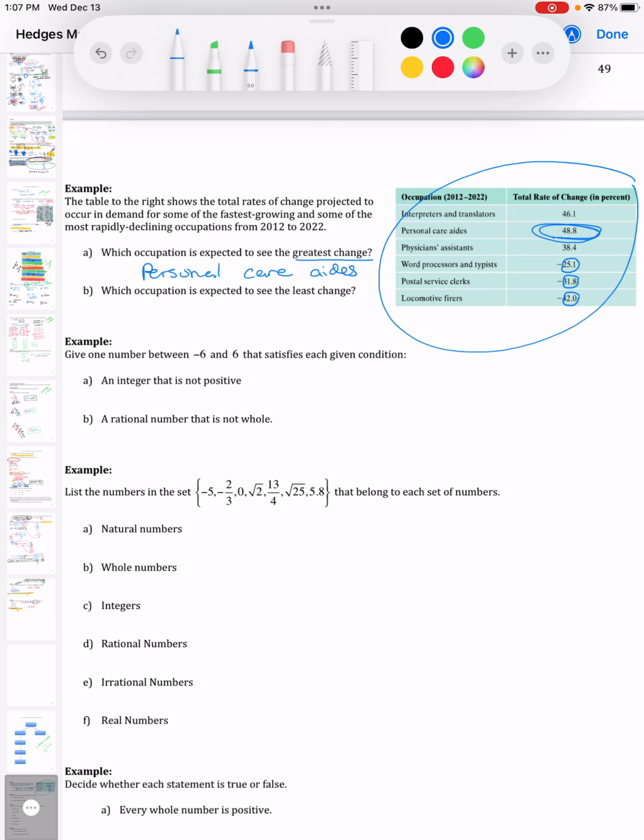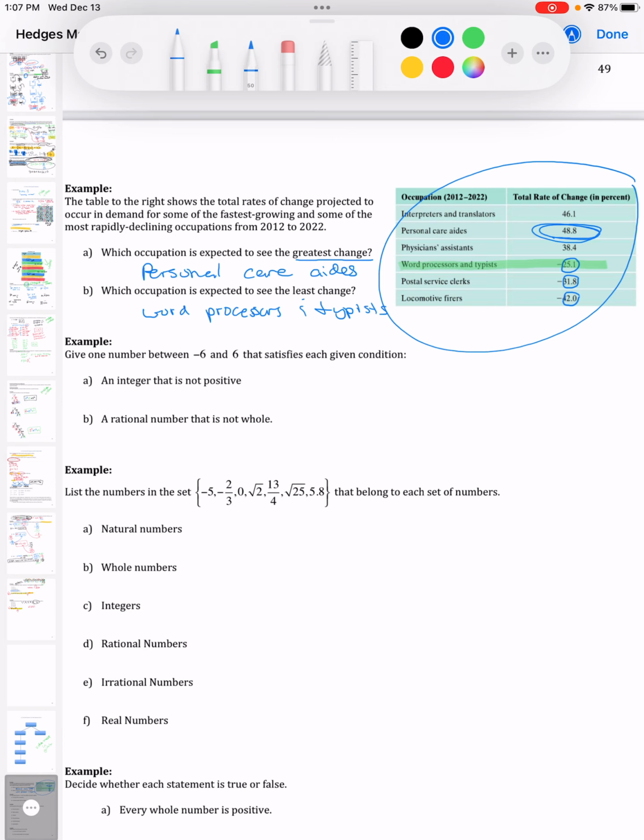So which occupation has the least amount of change? Again, it's not necessarily a negative number. We're looking at the absolute value of each one of these. So if we look right here at the word processors and typists, that was a 25.1% change. It was a decrease because of that negative, but that would be the least change. So that would be the word processors and typists.